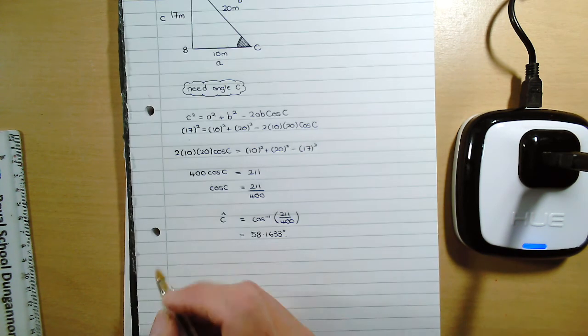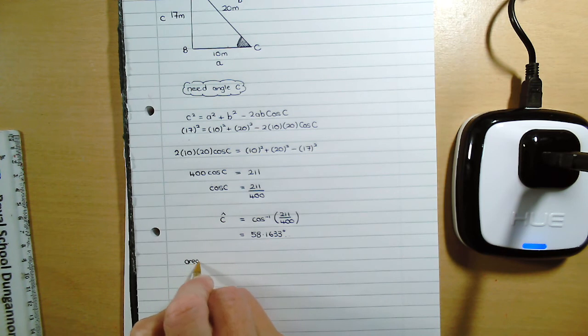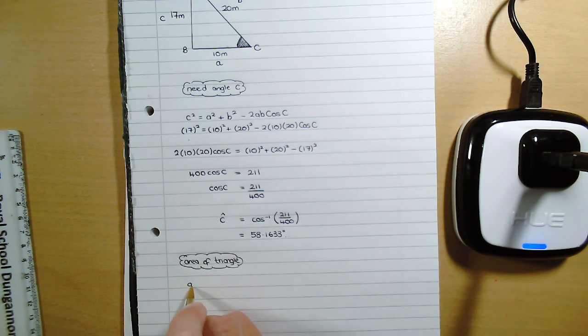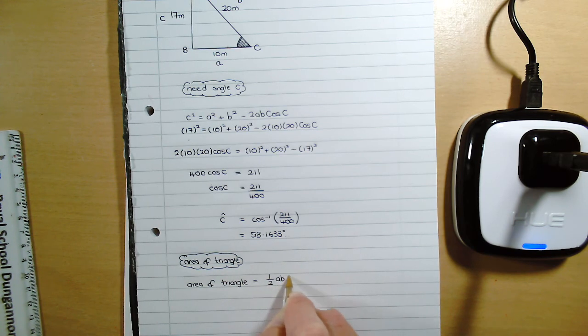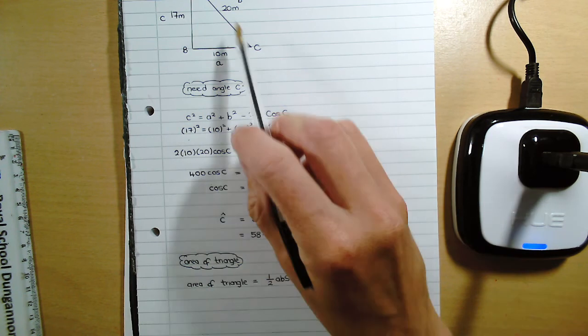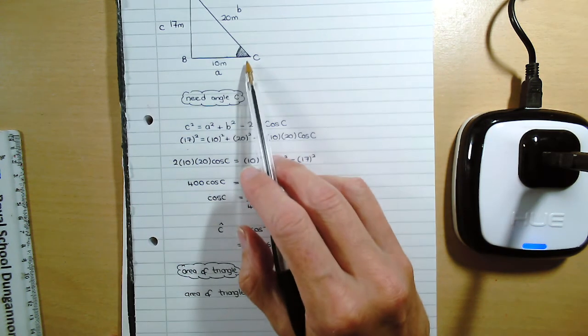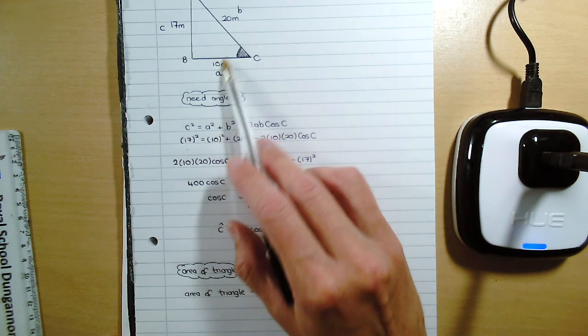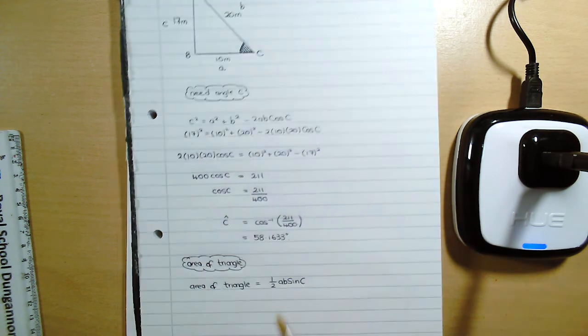So now we get the area of the triangle. So area equals a half ab sine C. So a and b are the two sides that you know, and C is the angle between them. So you need to know two sides and the angle between them. These are the two sides, and that's the angle between them. So sub that information in.